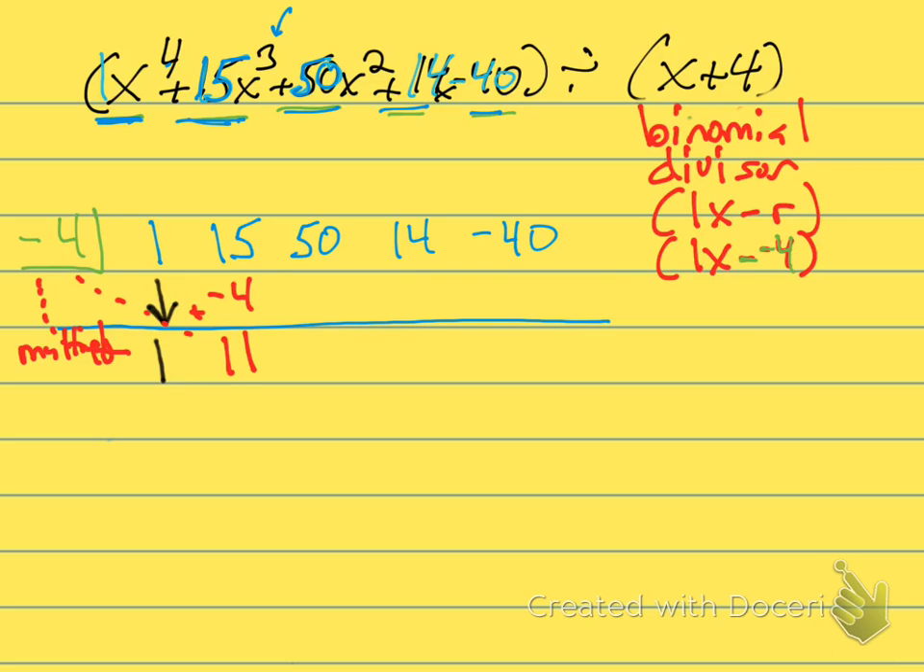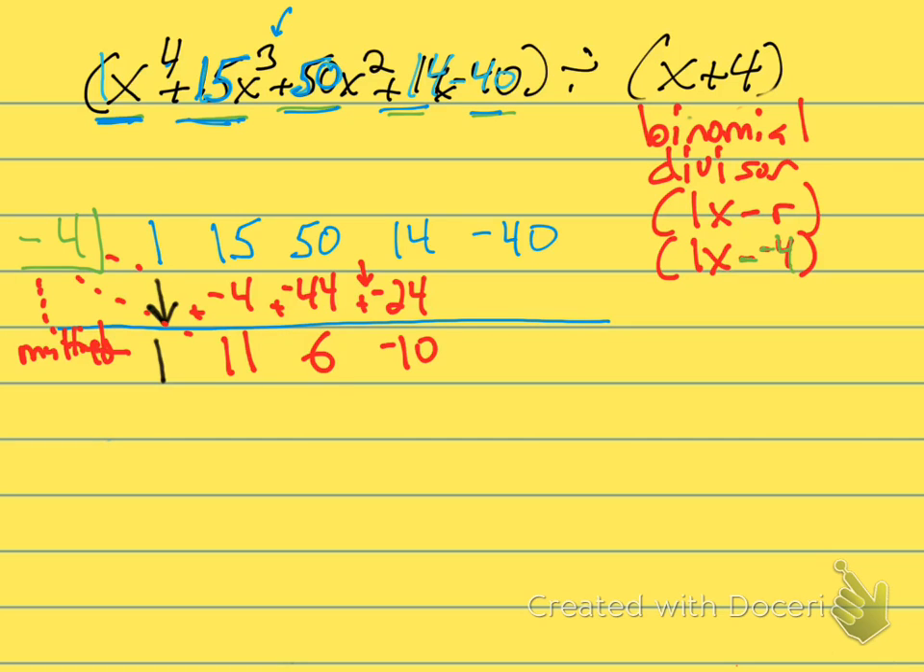We're going to go ahead and do the multiplication process again with the number on the outside, negative 4 times 11 for a negative 44. We'll add down, and that'll give us a 6. Negative 4 times 6 will give us negative 24. We will add down again, and that'll give us a negative 10.